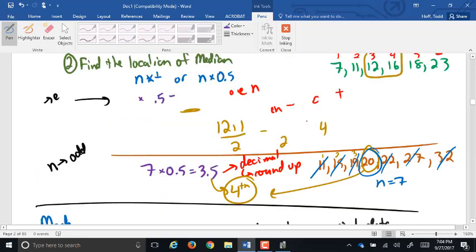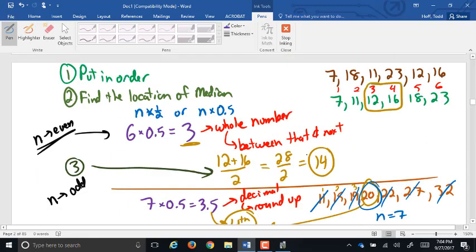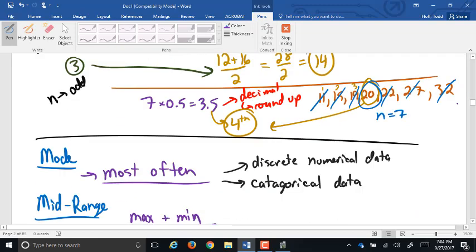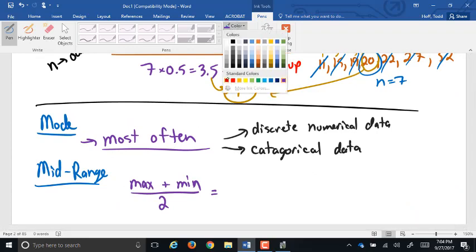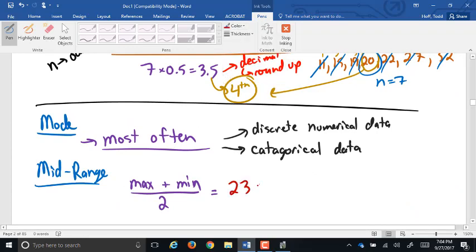So back to our original set of numbers here. The smallest is the 7, largest is 23. So this would be 23 plus 7 divided by 2. 23 plus 7 is 30. Divided by 2 is 15. So 15 is our mid-range.